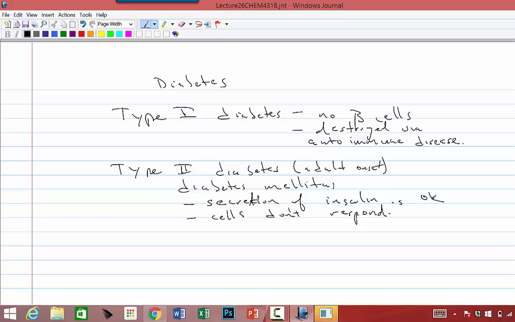We're going to stop here. I will continue with the relationship between diabetes and ketone bodies and starvation. We'll talk about AMP-dependent kinase, and we'll have a kind of course review at the next time that we meet.